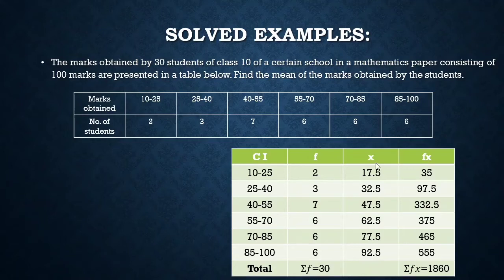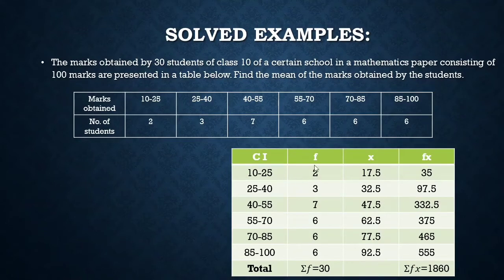So now the class mark. To calculate the class mark, add the lower limit, and the second number is known as the upper limit. Add the lower limit and upper limit of the class and divide them by 2. So 10 plus 25, 35 divided by 2, we get 17.5. 25 plus 40, 65 divided by 2, 32.5, and so on. We have calculated the class marks, or values of x, for all the given class intervals.